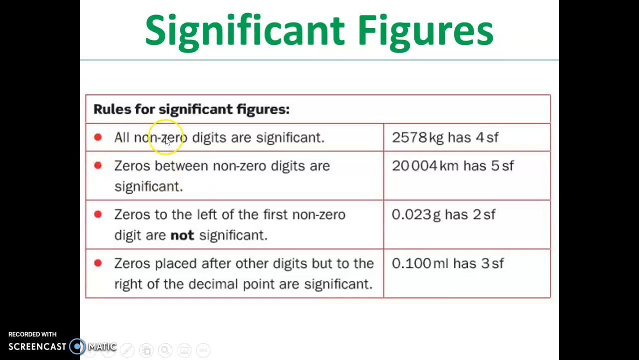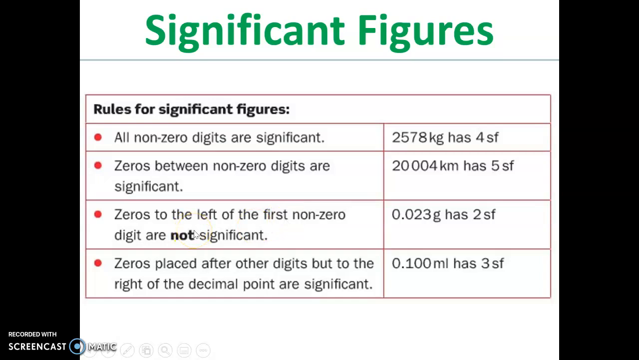So first, all non-zero digits are significant. Here we can see a number. These are all non-zero digits. So that number expressed this way has 4 significant figures: 1, 2, 3, 4. Next, zeros between non-zero digits are significant. So here we have another number. We have a non-zero at the front, non-zero at the end, and zeros in the middle. In this case, we do count all the digits. So this is 1, 2, 3, 4, 5. This answer here is given to 5 significant figures.